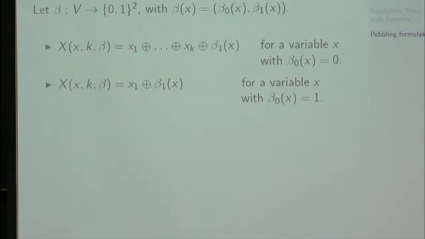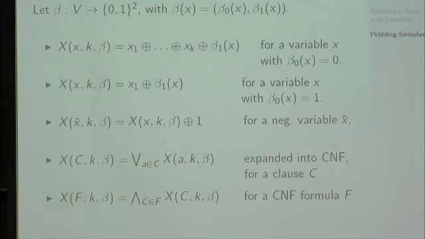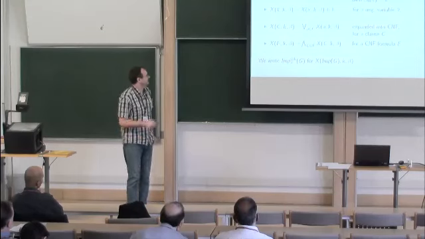And if the first bit is 1, then we just replace the variable by one copy of the variable plus the second bit. And then we continue as before: for a negative variable, we negate the whole thing, and for a clause, we take the disjunction of the things we replace the literals with and expand it, and the whole formula is then these translations of the clauses taken together.